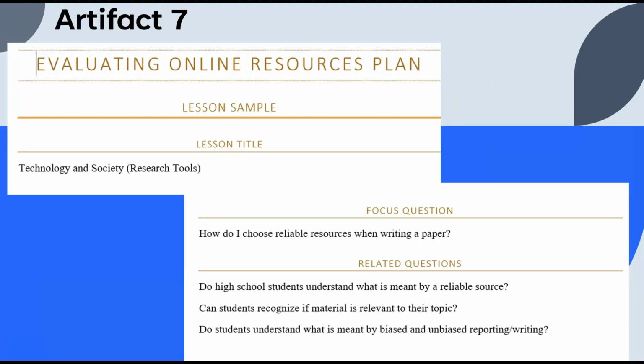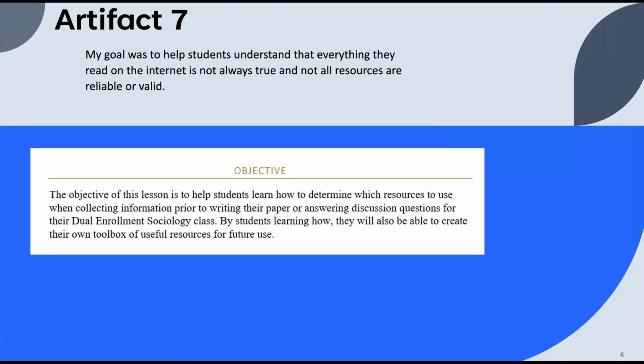So part of my actual online resource plan was technology. My title was Technology in Society, Research Tools for them to use. The focus question was, how do I choose reliable resources when writing a paper? And then I had related questions. These were our guiding questions. Do high school students understand what is meant by a reliable source? Can students recognize if material is relevant to their topic? Do students understand what is meant by biased and unbiased reporting or writing?